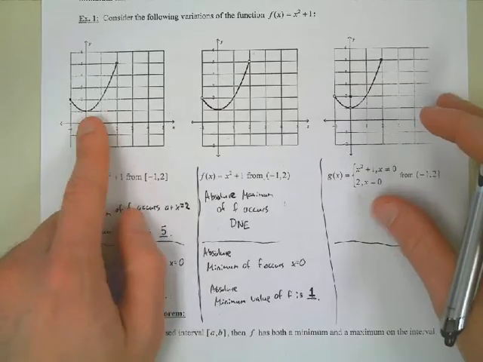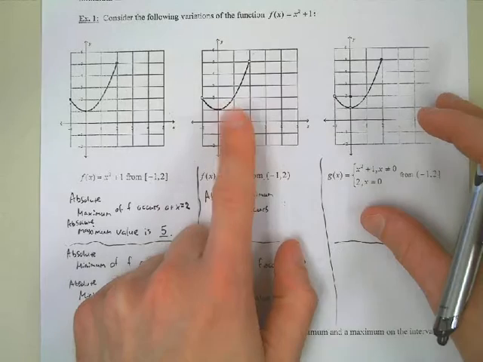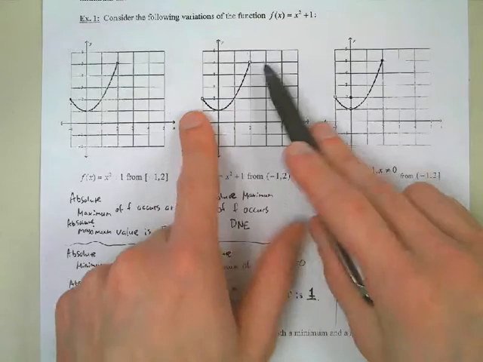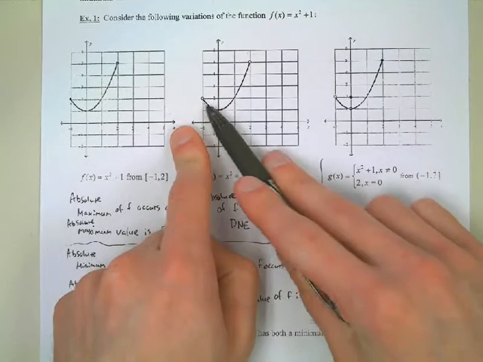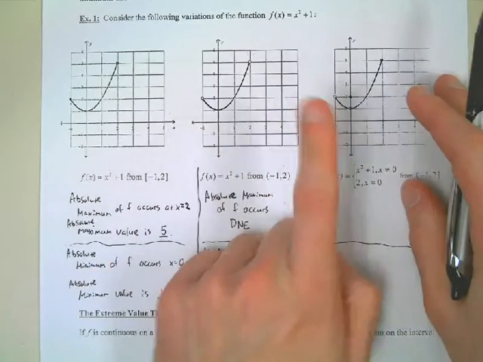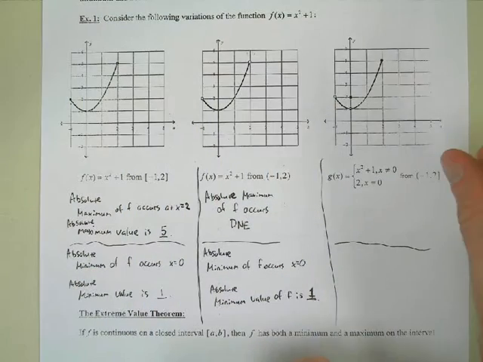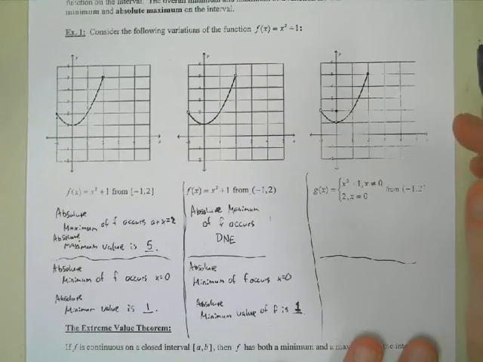The second graph here, is this one continuous? Yes, even though we have holes, they're at our endpoints, and so the function itself, you can trace that with your pen and not have to pick it up or anything like that. Number 3, is it continuous? No, it is not continuous, okay? So, just remember those things. We're going to come to that here in a second.